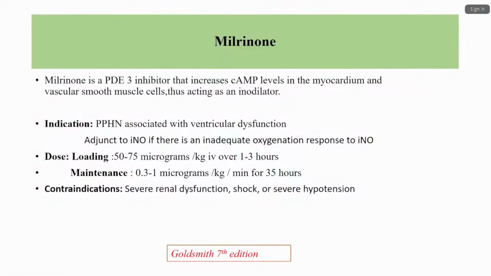Now comes the second drug, which is milrinone. Milrinone is a phosphodiesterase 3 inhibitor that increases cyclic AMP level in myocardium and vascular smooth muscle, thus acting as an inodilator. Indication is PPHN associated with ventricular dysfunction. This is an adjunct to iNO therapy if there is inadequate oxygenation response to iNO. Loading dose is 50 to 75 microgram per kg IV over 1 to 3 hours, and maintenance dose is 0.3 to 1 microgram per kg per minute for 35 hours. Contraindication is severe renal dysfunction, shock, or severe hypotension.